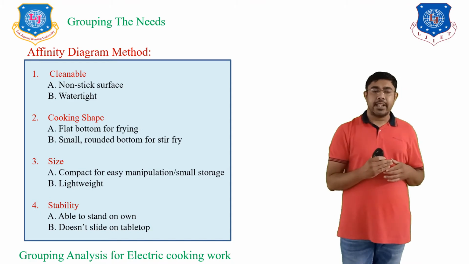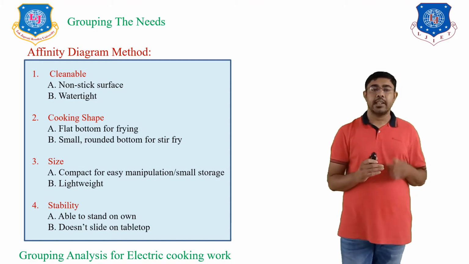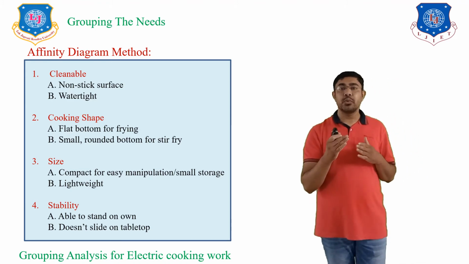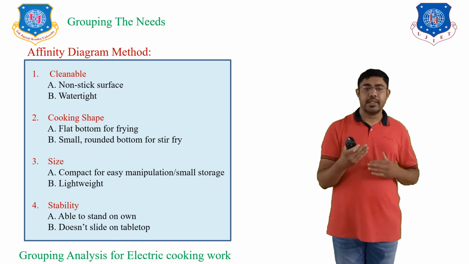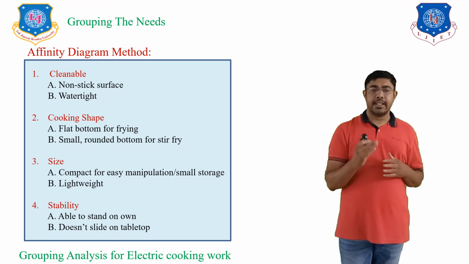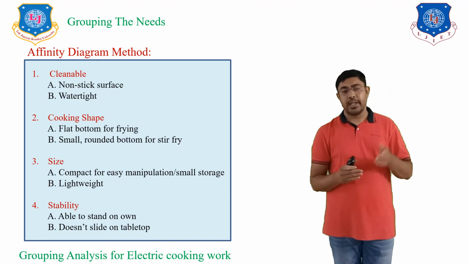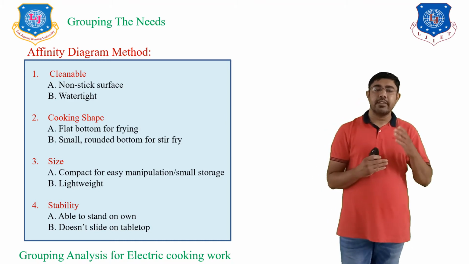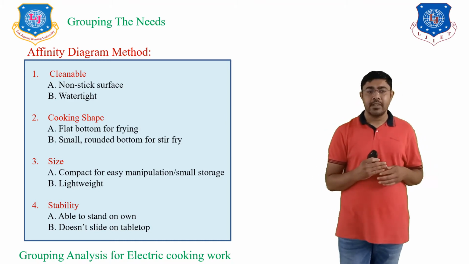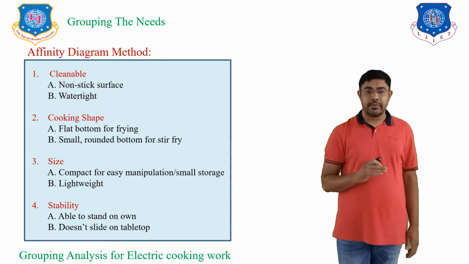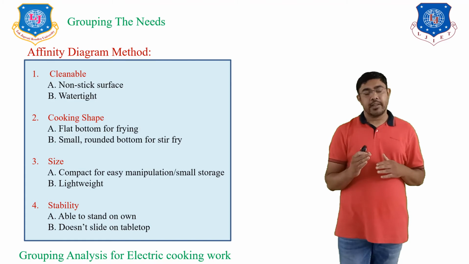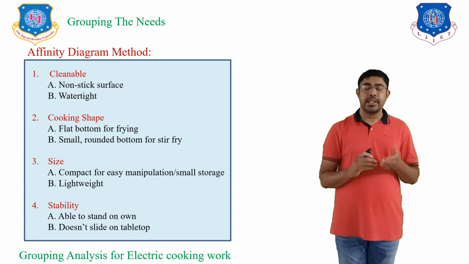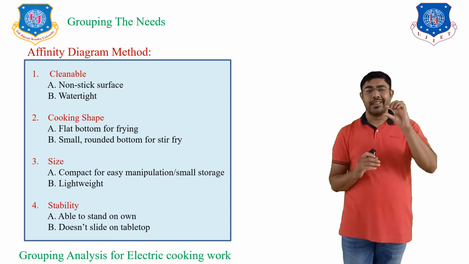According to the first criterion for the electric cooking, the first criterion is cleanable. For cleanable, there are two interpreted needs from the customers. First is non-sticky surface, and second is water criteria. The second criterion is the cooking set. There are two similar interpreted needs: the first is flat bottom for frying, and second is small round bottom for stir fry. These are relevant to the second criterion, cooking set, so we put these two notes in the second column.